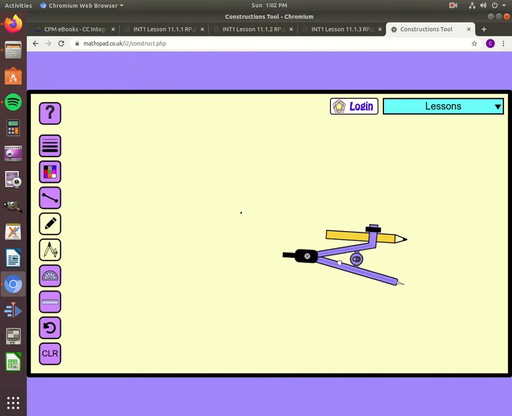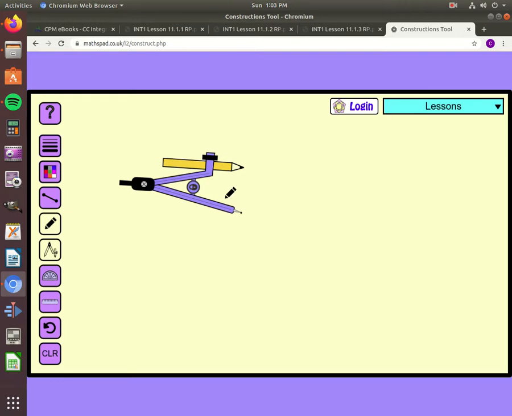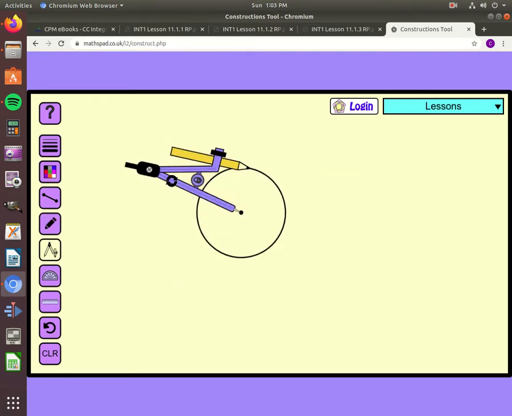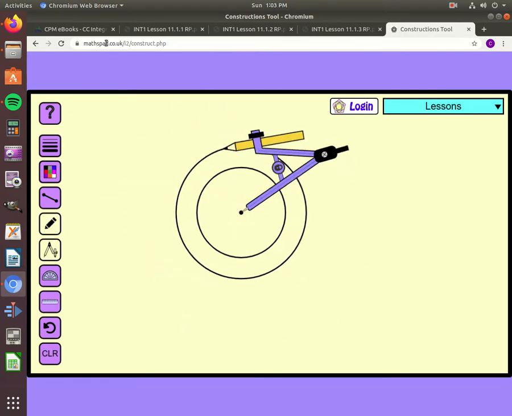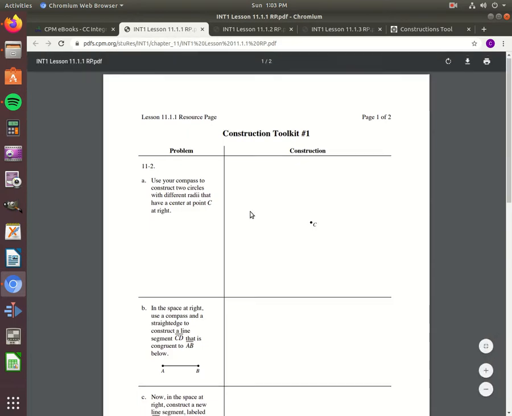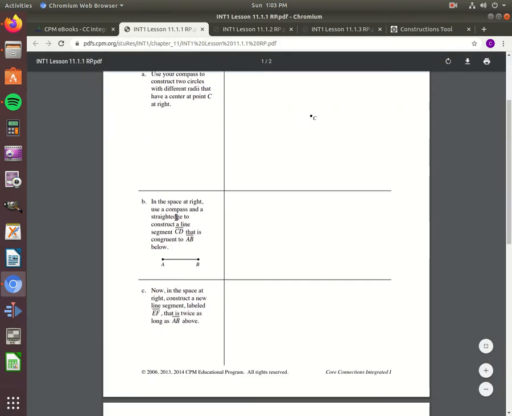So pretty simply, I'm going to drag this thing over, and I have one radius here, so I'll make a circle that goes around. And then I can either make this bigger or smaller. In this case, let's just make it slightly bigger. And I'll do the same thing. So there you go. I have two circles. Now it says in the space at right, use a compass and a straight edge to construct a line segment CD that is congruent to AB.